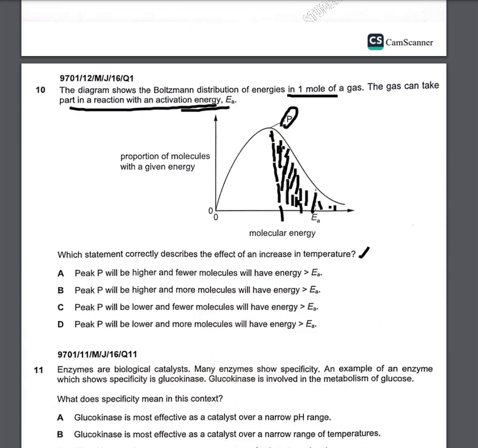So peak P is definitely going to be lower. It is definitely going to be lower, and now you have increased the kinetic energy. If you increase the kinetic energy, you write in your answer that you increase the kinetic energy, so the molecules gain sufficient activation energy to react. That's why the rate of reaction increases when the temperature increases. So more molecules will have an energy greater than the activation energy. So this is what is happening here. So D is your right answer.